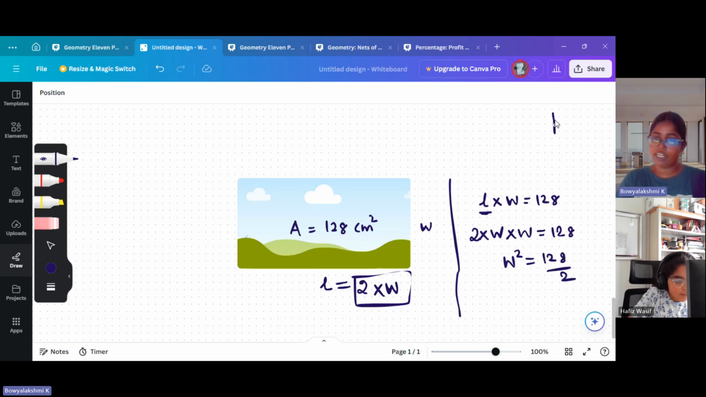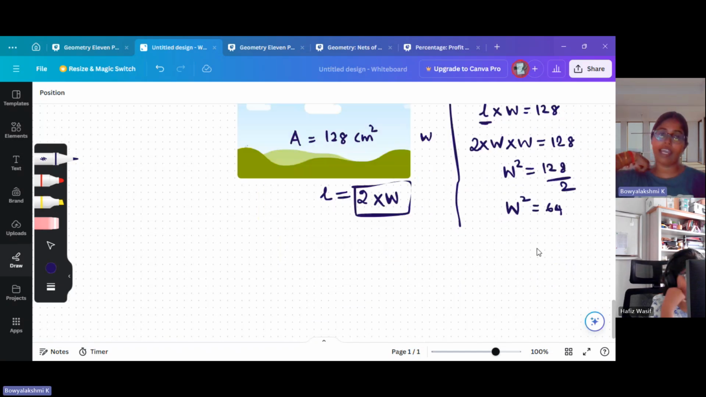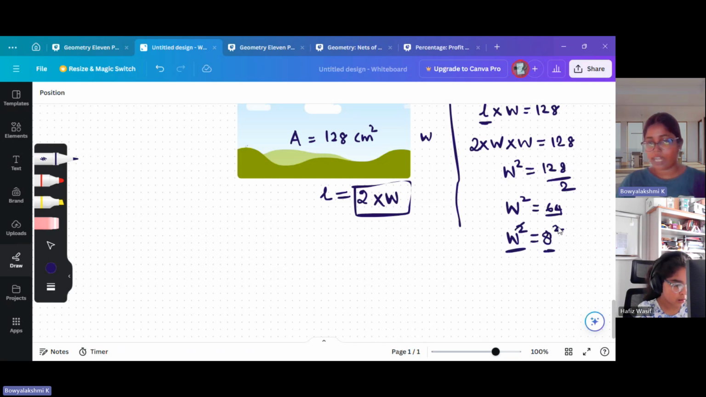And we need to divide 128 by 2, which is 6 2s are 12, 8, 4 2s are 8, remaining 0. So W square is 64. Now, what is this W square? I have to multiply a number with itself and I should get 64, right? Yeah, that is what square means. So 64 can be written as 8 square and I want W only. So cancel the square, you will get W equals 8. Finally, we got the width. And so width is 8 means length is double the width, which is 16.